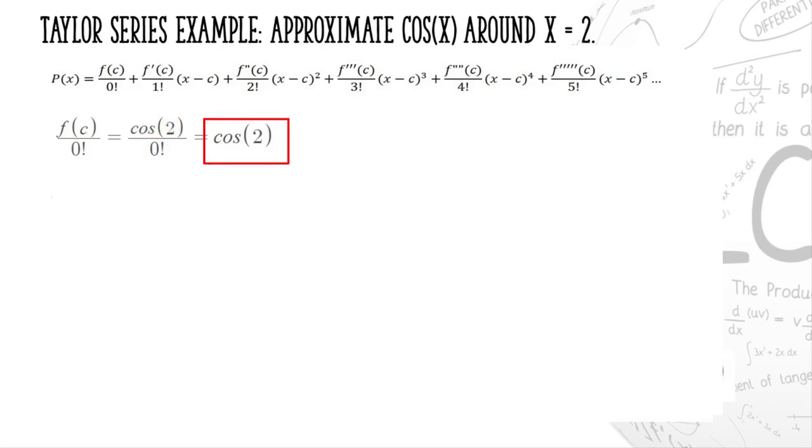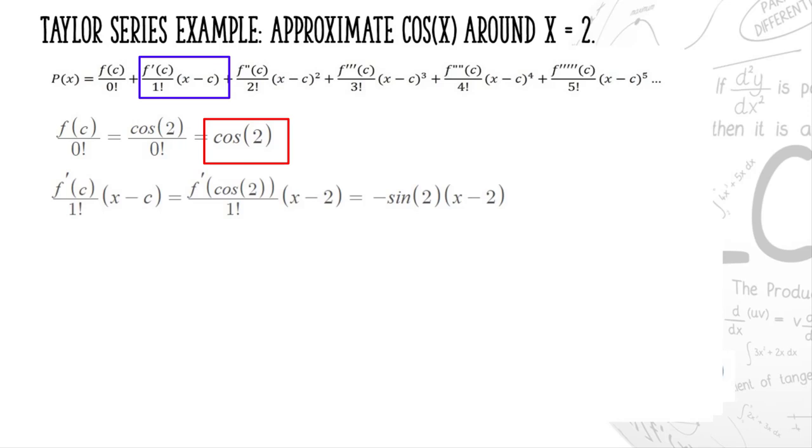The next step, we're going to move on to the second part of the Taylor polynomial. For that, we need the first derivative of cosine of 2. By definition, that's negative sine of 2. When we plug that into the formula, it simplifies to negative sine of 2, x minus 2.